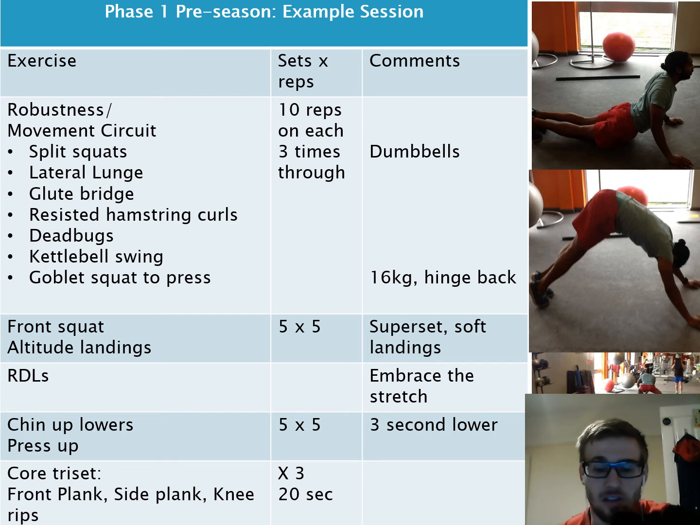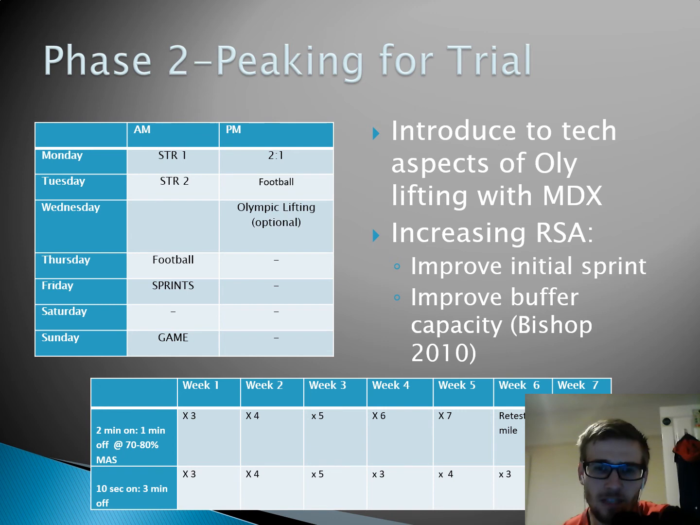Front squats are just a strength movement, the idea being that we're going to take him into cleans later on in the program, so we want him to front squat and just get him to land, and also focusing on an eccentric hamstring stress. He wasn't good enough to string that many chin-ups together, so we went for chin-up lowers, and then obviously just some basic trunk work to finish off with. This is when we tried peaking him for the trial. So with the 2 minutes on, 1 minute off sessions down the bottom here.